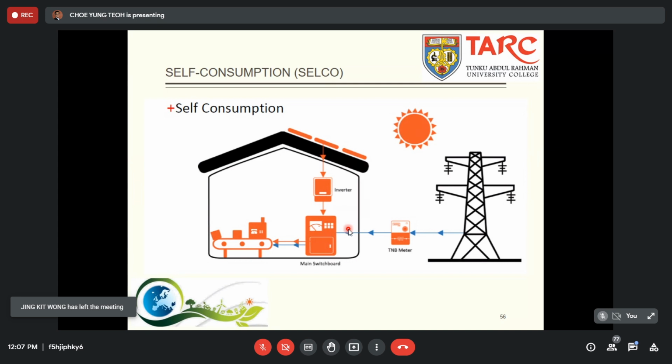You generate more, you use more. You generate less, then you buy from DNB. But if you generate extra, you cannot sell back to DNB. Okay, so this is the disadvantage of this. So this one is lucky mark, if I can say that. Okay, so now we can say that we are left with only two plans. One is self-consumption, one is net energy metering 3.0. Net energy metering 3.0 is the state of the art. So I think you don't need to go for this self-consumption.